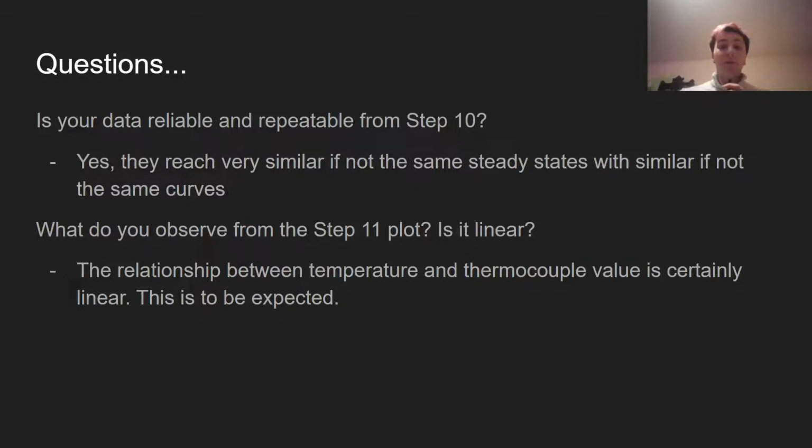And then from step 11, as I said, it is indeed linear, which is something that we should expect because the thermocouple just measures the temperature. So it puts it out as a vague, unitless value. So if the temperature increases, that value should also increase by the same amount because it's not apples and oranges, it's the exact same thing.